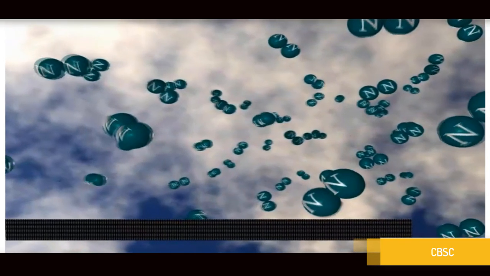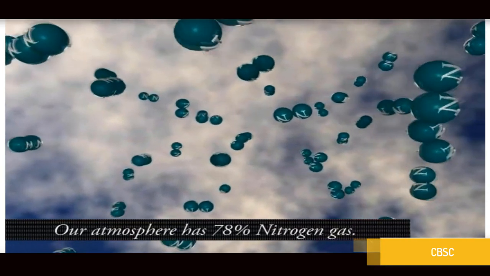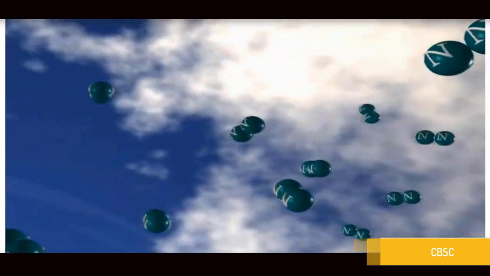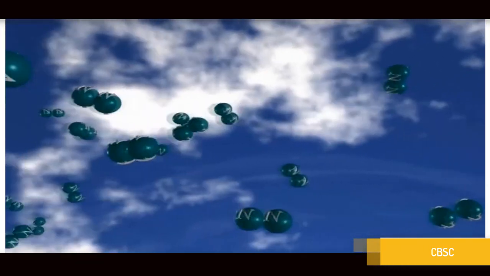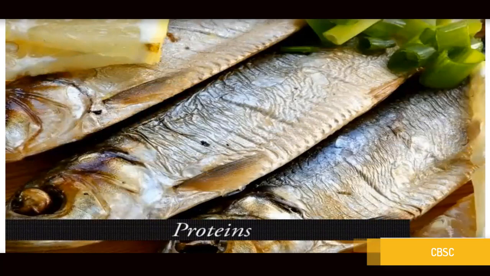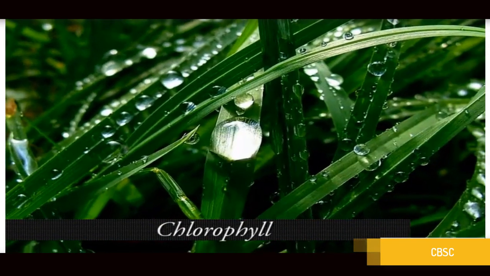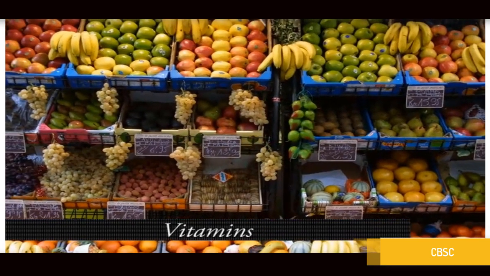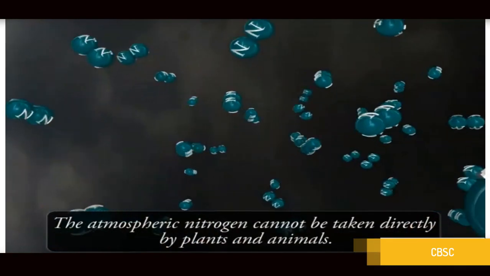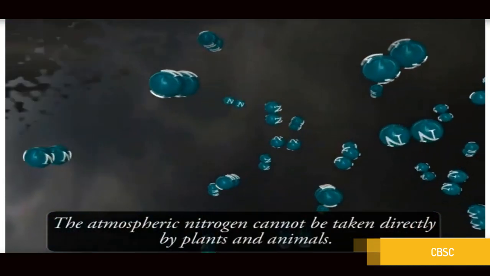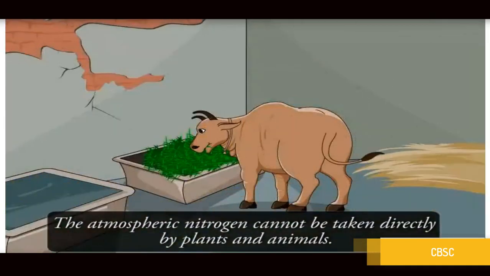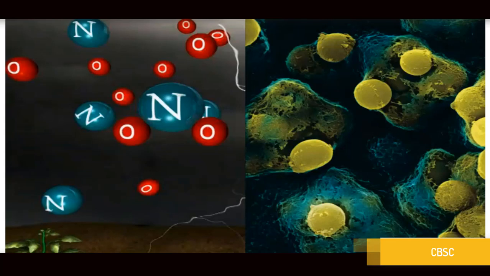The atmosphere has 78% nitrogen gas. Nitrogen is one of the essential constituents of all living organisms as part of proteins, chlorophyll, nucleic acids, and vitamins. The atmospheric nitrogen cannot be taken directly by plants and animals.